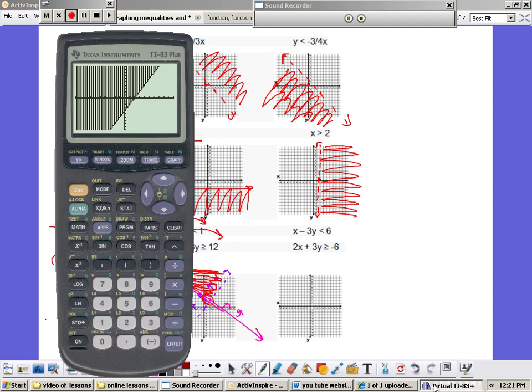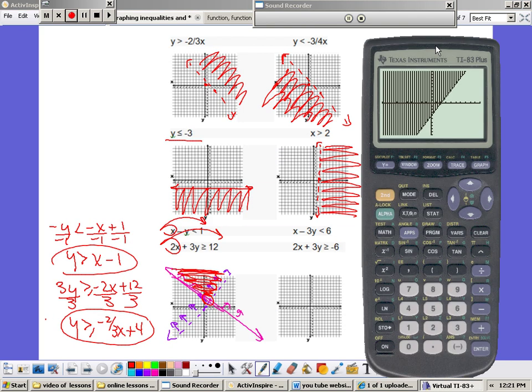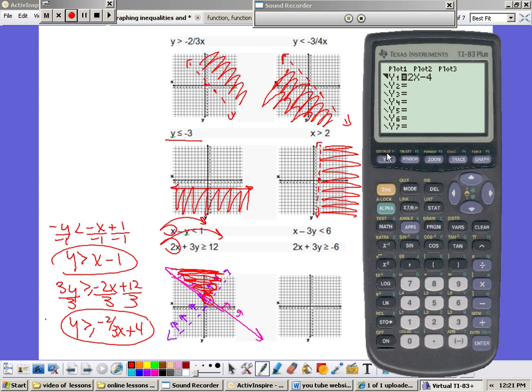Now let's see what it looks like on a calculator. So y equals, clear it out. I need to do y is greater than, so go out front and let's get the greater than sign, x minus 1, and y is greater than, let's get the greater than sign, of -2/3 x plus 4. Let's graph it and see what it looks like.